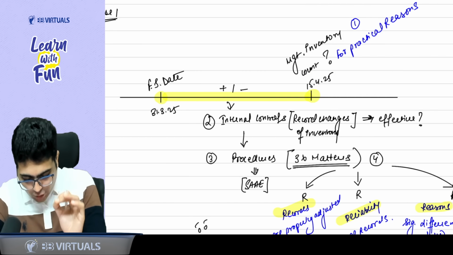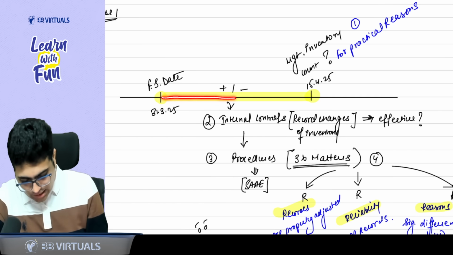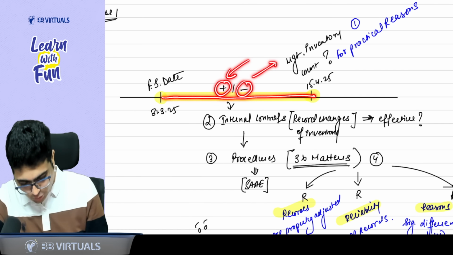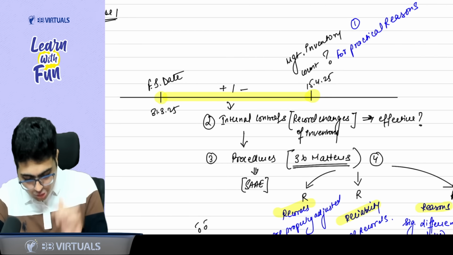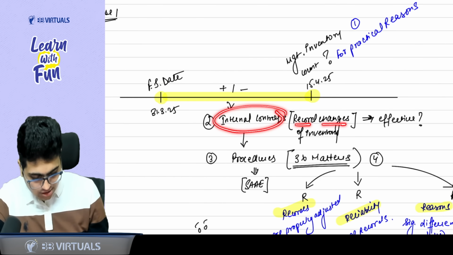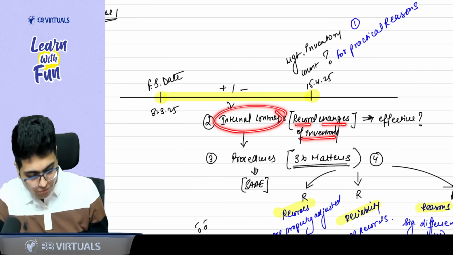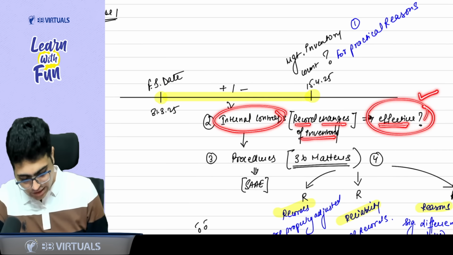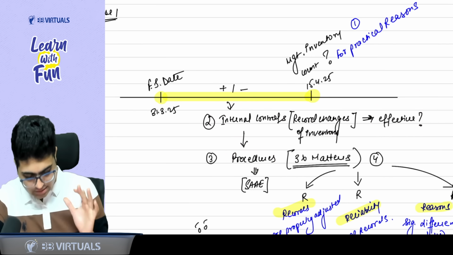Now, as an auditor, what I am concerned about is that between these two dates, there must be some addition to the inventory. There must be some outflow from the inventory. So there should be proper internal controls in the entity to record the changes of inventory. I want to know whether these internal controls are effective.